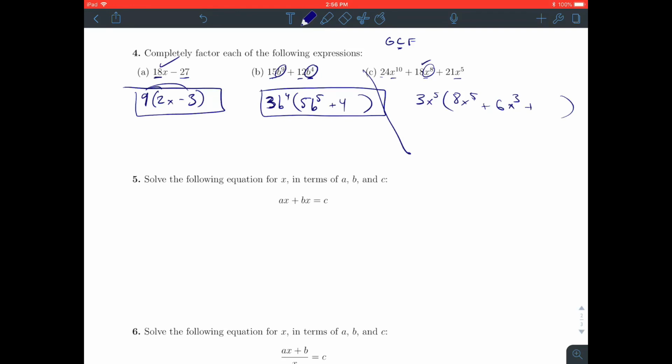3 times 7 is 21. If we factor out 5 x's from here, we'll be left with no x's. So this is our final answer for here.